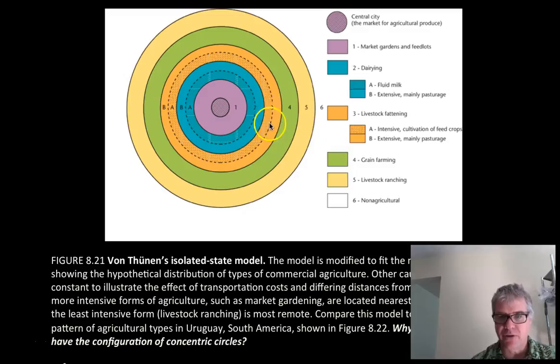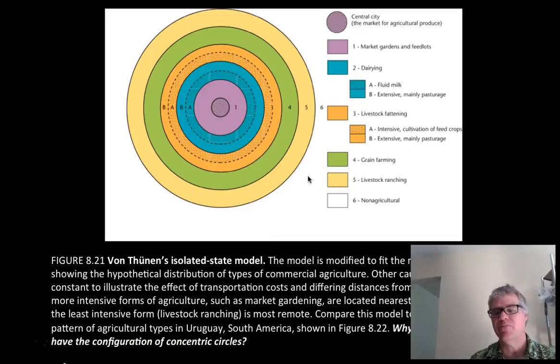Then he argues that out here you get livestock fattening, and then grain farming a little further out, and then ranching further out, and then you get to this last area where you can't really do agriculture. It's non-agricultural land just because you start getting so far away from your market.